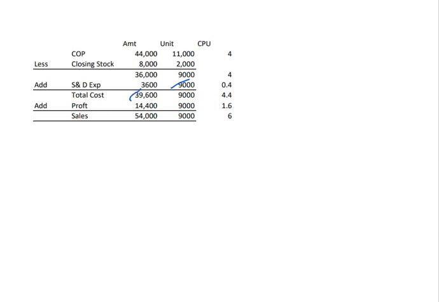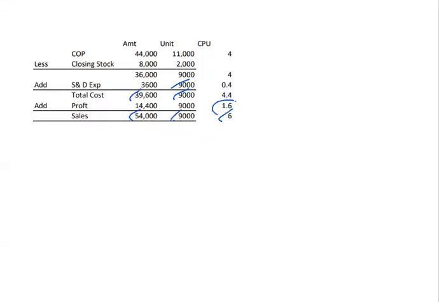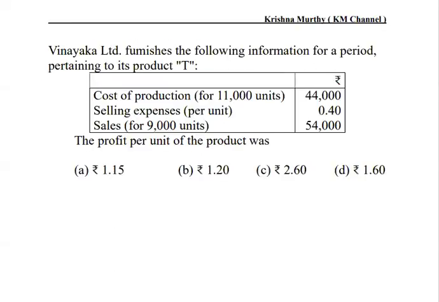Total cost is 39,600 for 9,000 units. And the sales is given 54,000. For 9,000 units, the selling price per unit will be 6. Therefore, the balance profit amount will be 14,400. The total profit per unit will be 1.6. So, what is asked here? What is the profit per unit? 1.6. The right answer will be D, 1.6.